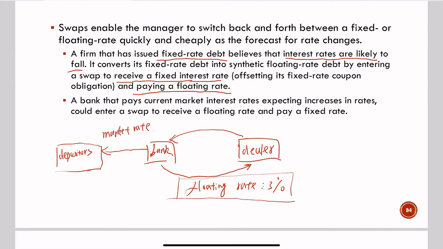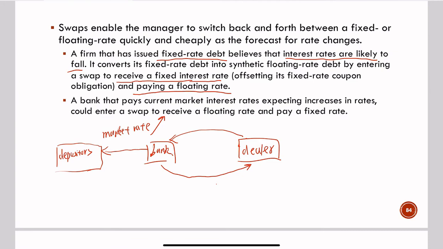Right? Now, let's say the bank has made some forecasts and it finds out possibly in the future the market rate will actually increase, right? Now, what's the natural thinking? Well, obviously the bank will not want this increase, this increased interest rates, right? So it will try to lock in this lower rate.